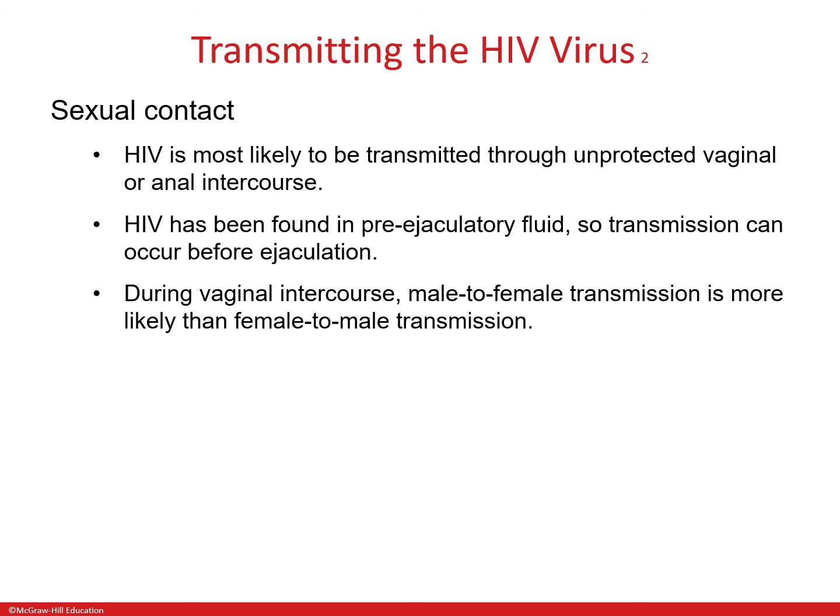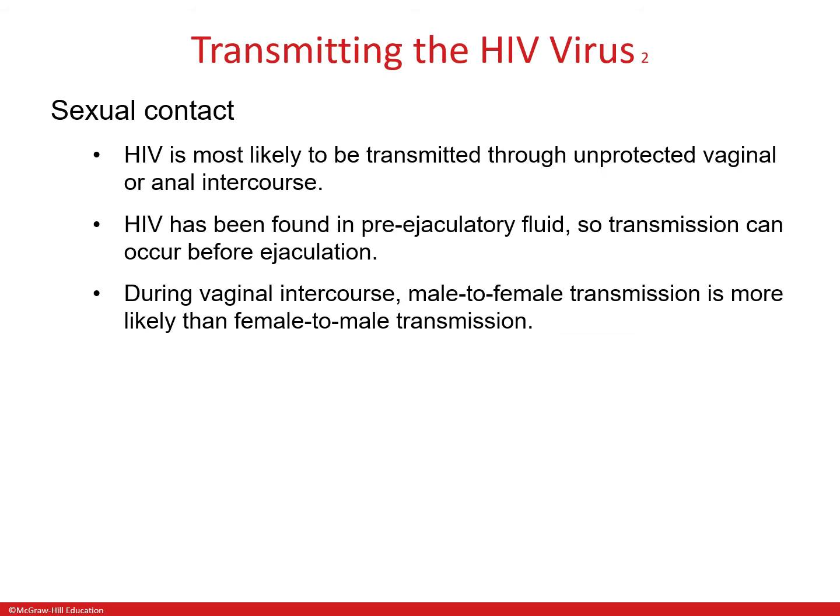So during sexual contact, HIV is more likely to be transmitted through unprotected vaginal or anal intercourse than by any other sexual activities. So during vaginal intercourse, male to female transmission is more likely to occur than female to male transmission, meaning men that have HIV or are HIV positive are more likely to give it to somebody than they are to receive it. Okay? So that's important in knowing if you should be taking PrEP or PEP or to get tested regularly. HIV has been found in pre-ejaculatory fluid, so transmission can occur before ejaculation.